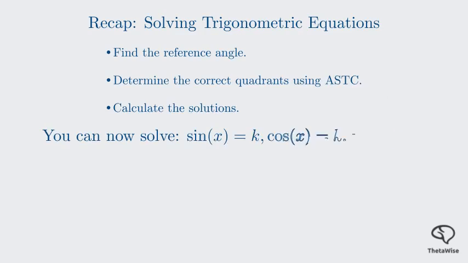To recap, we've learned a systematic way to solve basic trigonometric equations. We find the reference angle, determine the correct quadrants using ASTC, and then calculate the solutions. You are now able to solve equations like sine of x equals k, cos of x equals k, and tan of x equals k. In this section, our goal is to understand and verify trigonometric identities.